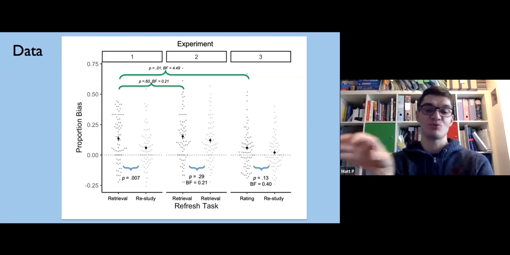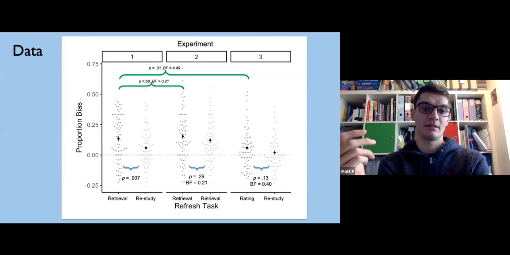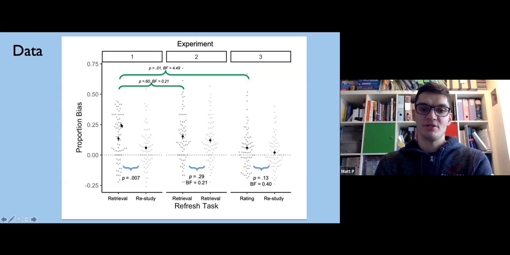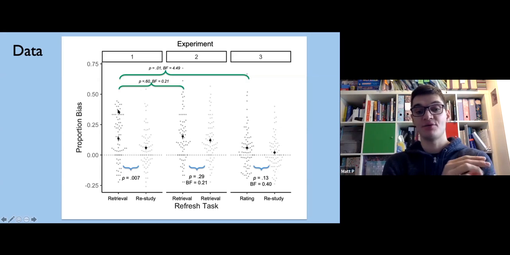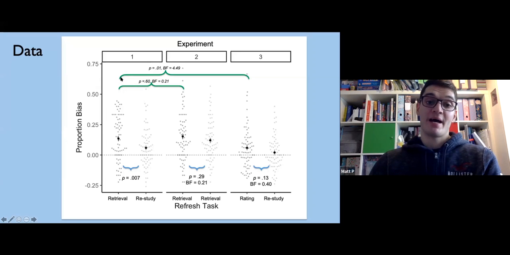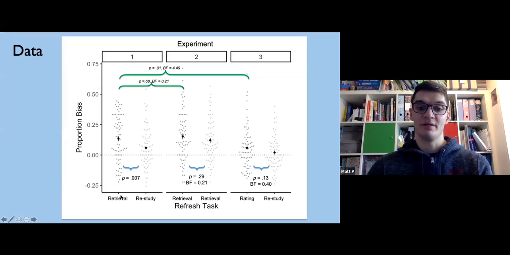We also did between experiment analyses, just to really emphasize whether this updating measure is enhanced following the retrieval task compared to restudy and the rating task. So what we do is compare the bias difference score between the block one conditions, between experiments 1 and 2 and between experiments 1 and 3. So between experiments 1 and 2, where both the refresh tasks were this retrieval task, there's no significant difference in the bias score. But when we compare experiment 1 to experiment 3, where we are then comparing updating after the retrieval task compared to updating after the rating task, we can see that there's a significant difference.